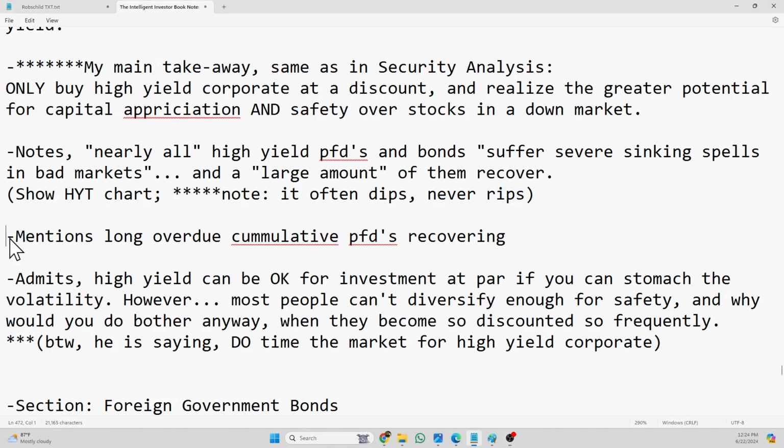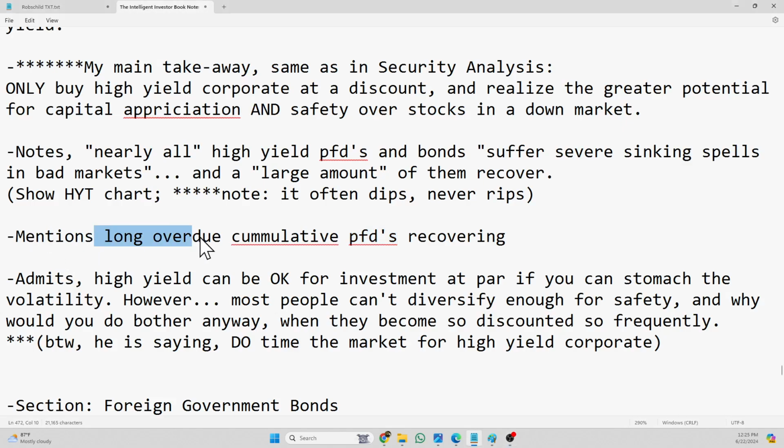Next in this chapter, we have a part mentioning how there were some long overdue cumulative PFDs recovering. PFDs, preferred shares. Cumulative preferred shares are a really good feature. He doesn't like preferred shares in general, but if you add cumulative to it, before they're allowed to pay anything to the regular stockholders, they owe you your coupon for the past however many years. And if you bought it at a discount, that would have been a nice situation for investors involved with that.